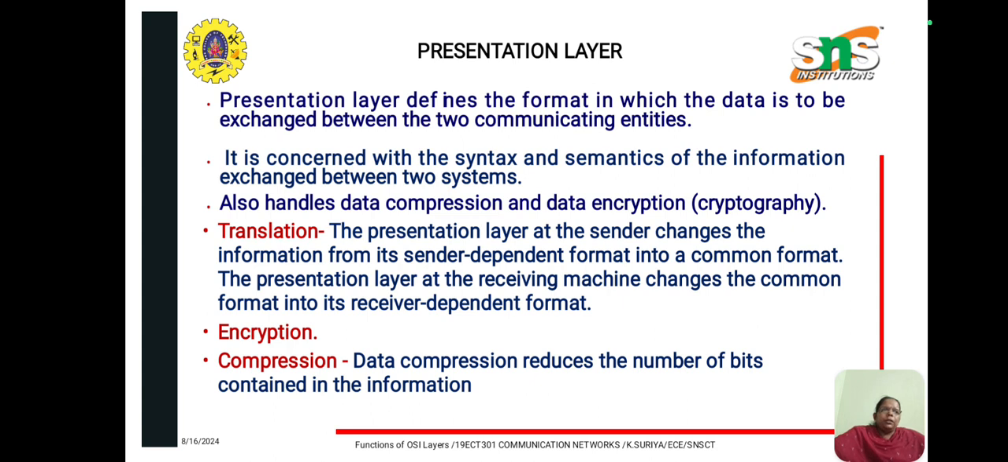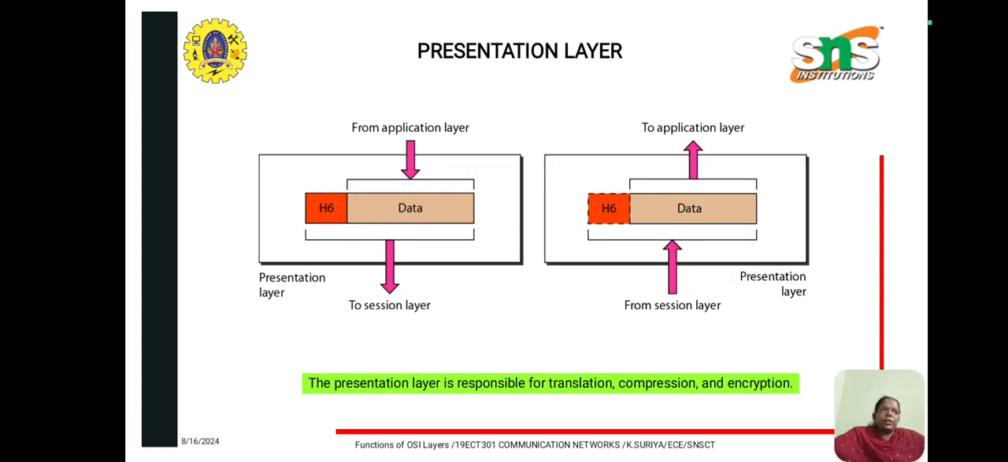Compression reduces the number of bits contained in the information. Data compression becomes particularly important in the transmission of multimedia such as text, audio, and video. The figure shows the relationship between the presentation layer and the application and session layers.